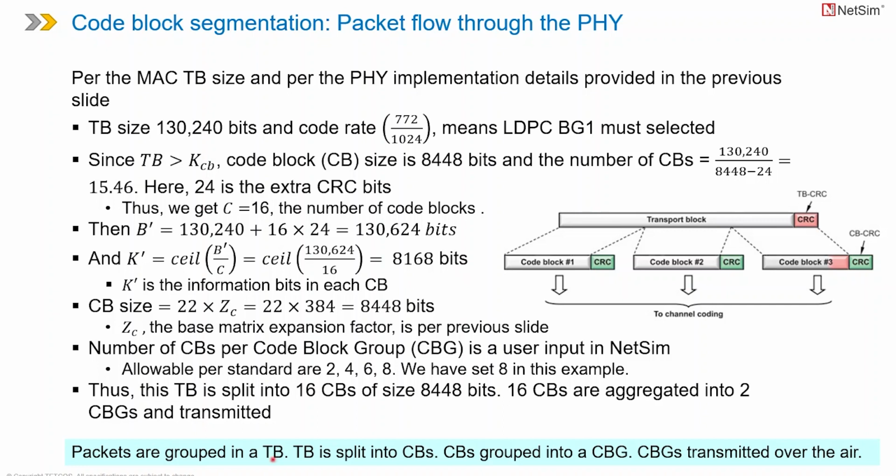Thus, we see that the packets are first grouped into a transport block. The transport block is then split into code blocks. The code blocks are grouped into code block groups. It is the code block groups that are transmitted over the air. This is an important part of the 5G NR PHY abstraction in NetSim.